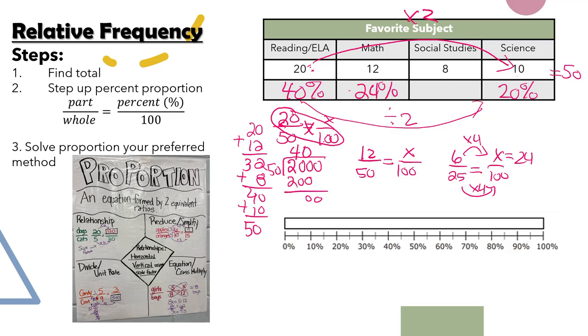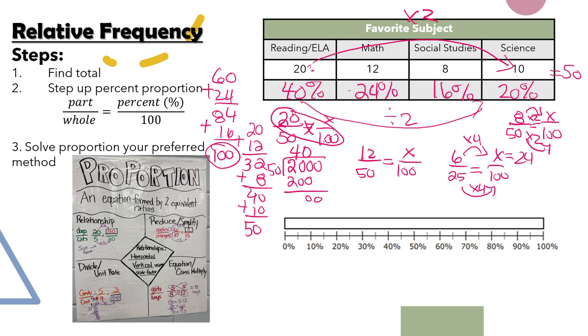Let's look at my last one, and then we'll fill in my percent bar. And then I'll leave you with some practice questions to try on your own. So 8 over 50 is equal to x over 100 times 2 times 2, and I get 16%. Again, we could take our time to add these up to make sure that it's equal up to 100%. So we know that 40 plus 20, that gives me 60. 60 plus 24, that gives me 84. And then the last one, that gives me 100%.